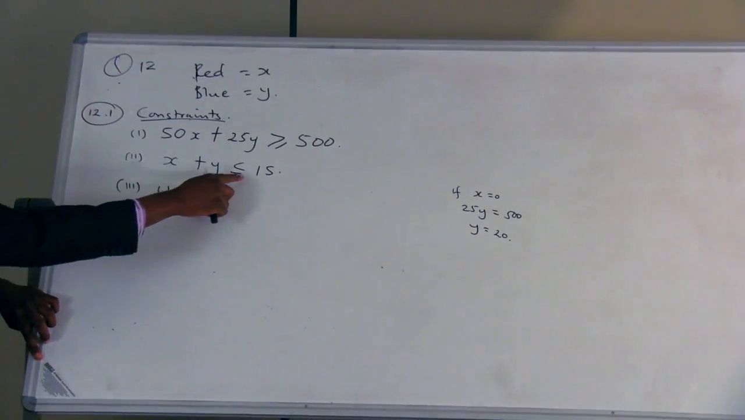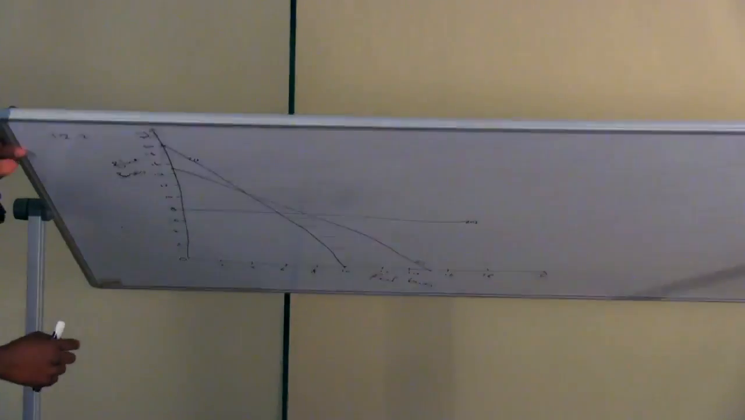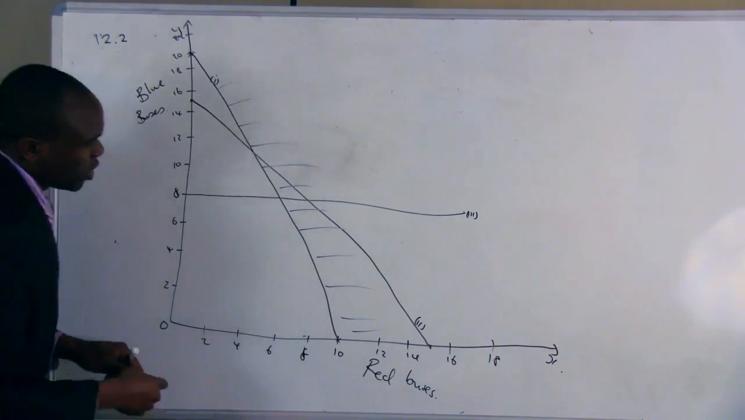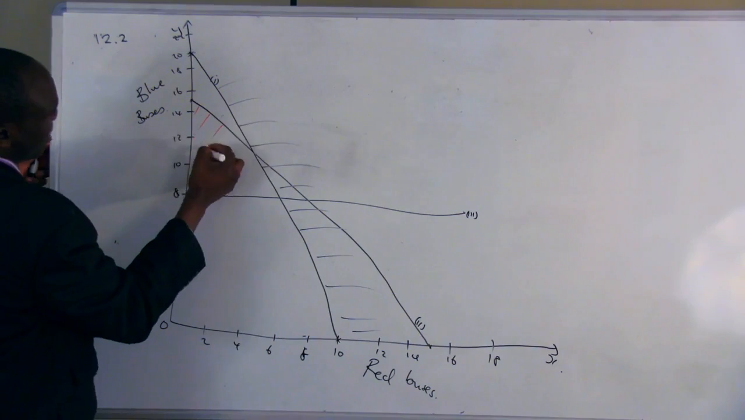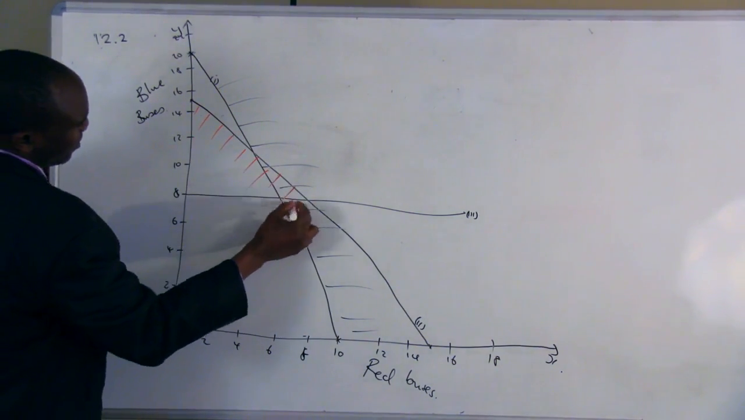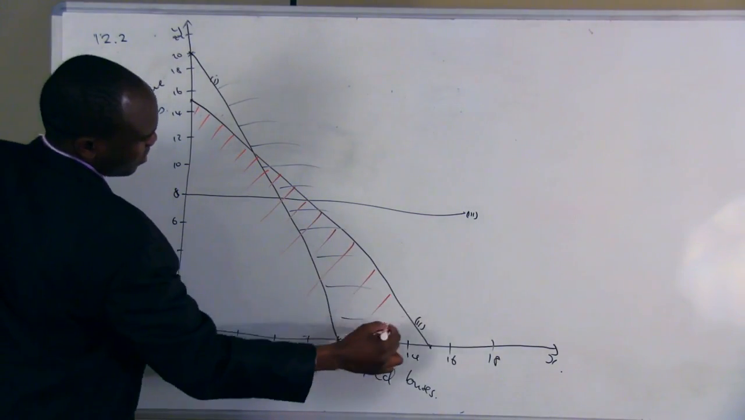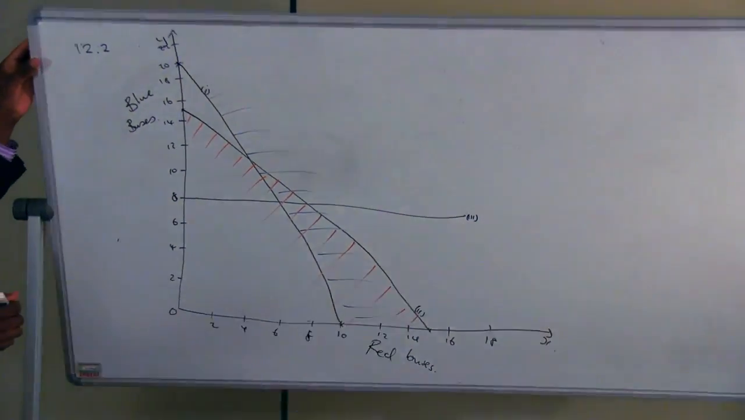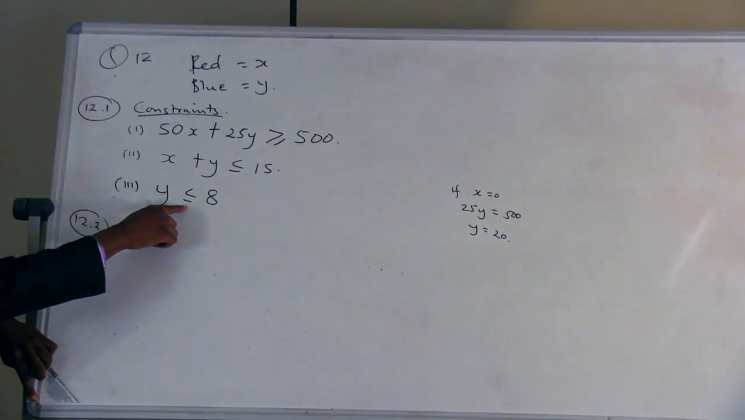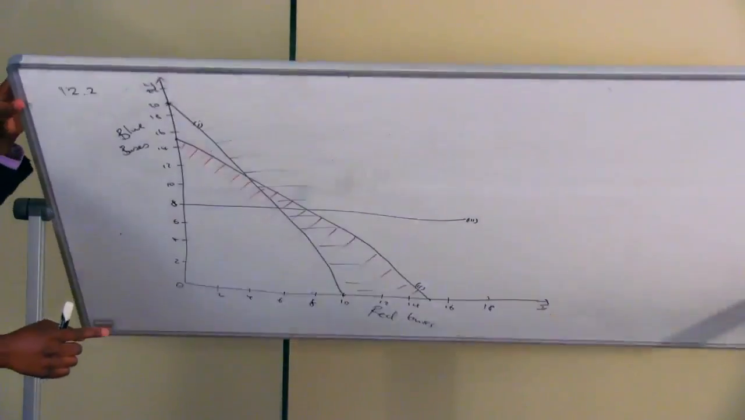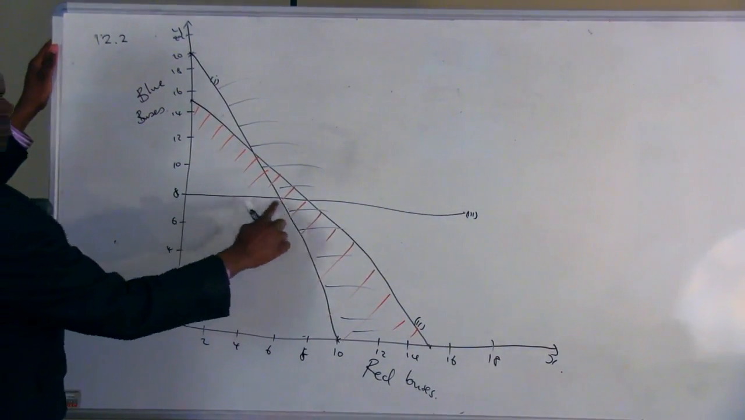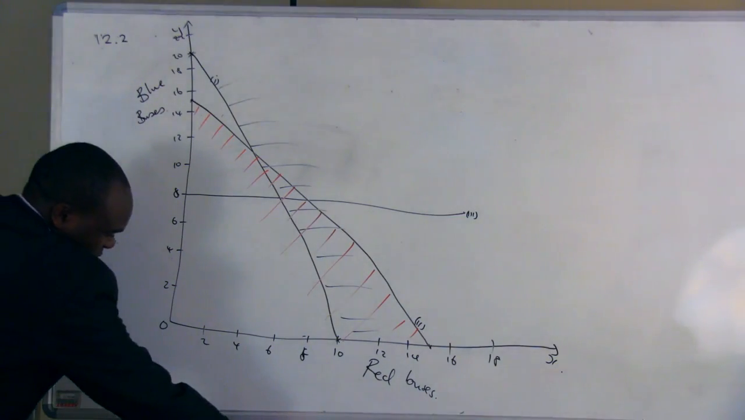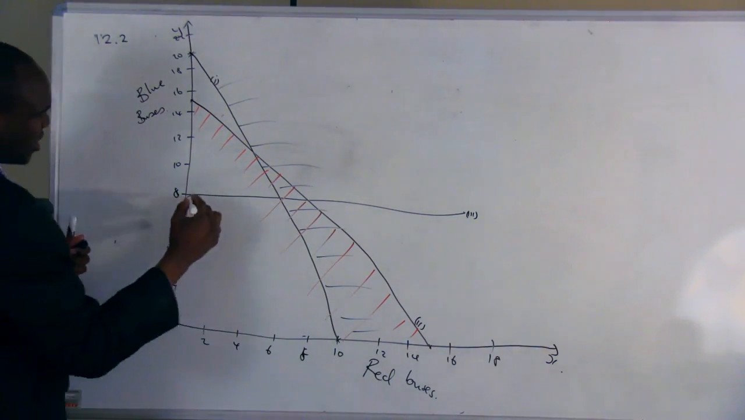Okay? Now let's look at this one. Less than 15. Okay, now we go to that line, this one. So it's less than. So this is the region of this line. Alright? Now we go to the final one. It's less than 8. Now we go to this graph. This is the one for 8, right? Now the less than is this one.